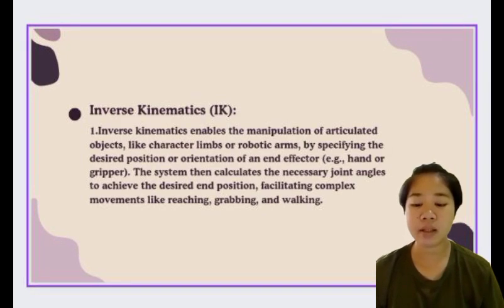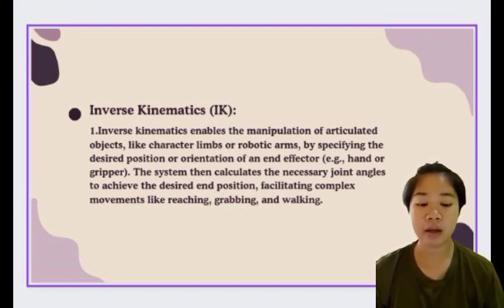Inverse kinematics. Inverse kinematics enables the manipulation of articulated objects like character limbs or robotic arms, by specifying the desired position or orientation of an end effector, for example, a hand or gripper. The system then calculates the necessary joint angles to achieve the desired end position, facilitating complex movements like reaching, grabbing, and walking.